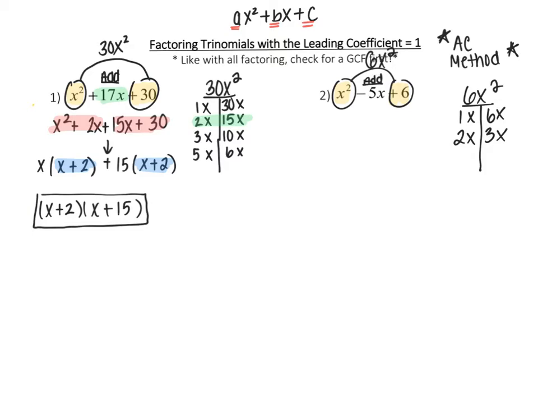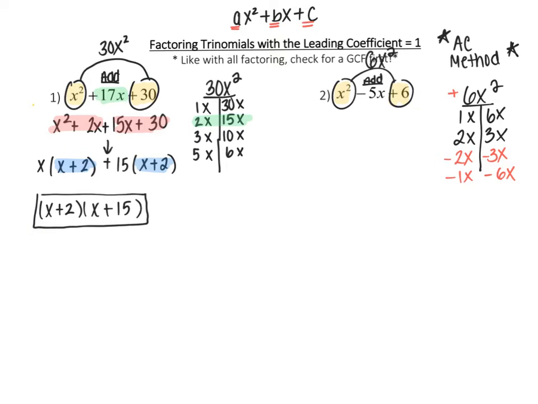So we have to think, well, I want factors of positive 6x squared. So couldn't I also have a negative 2x and a negative 3x? And a negative 1x and a negative 6x, right? Because a negative times a negative also multiplies to a positive. So by doing that, we find our pair.